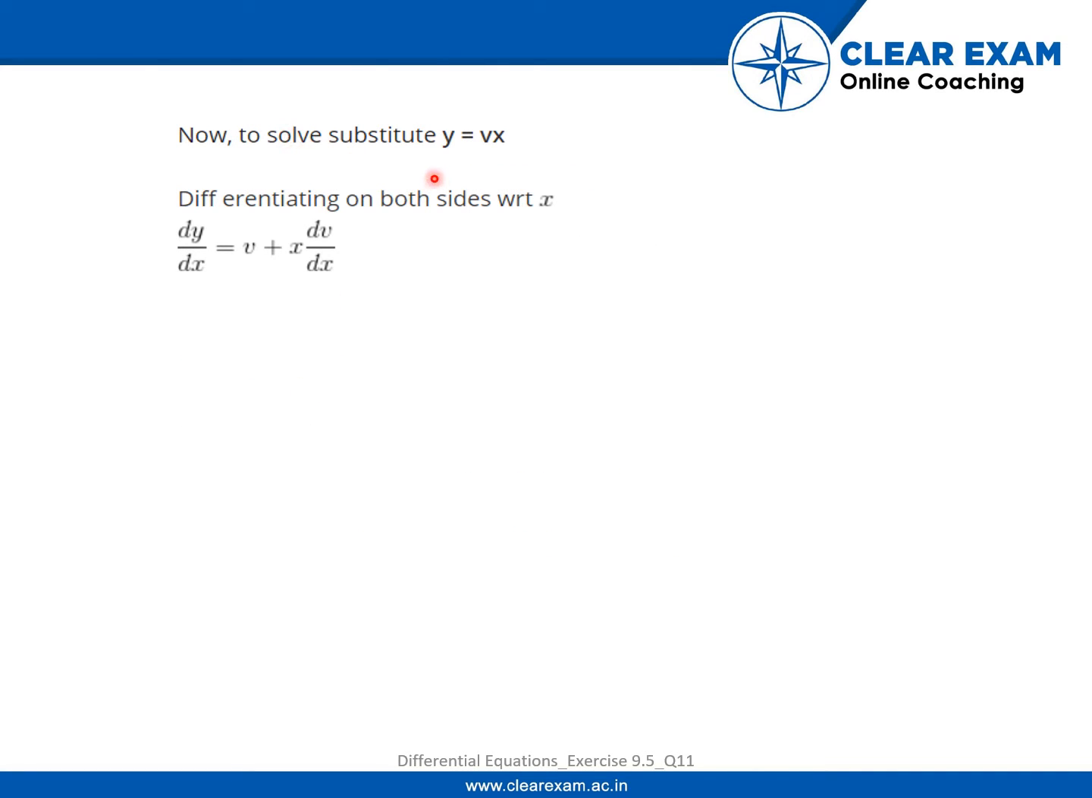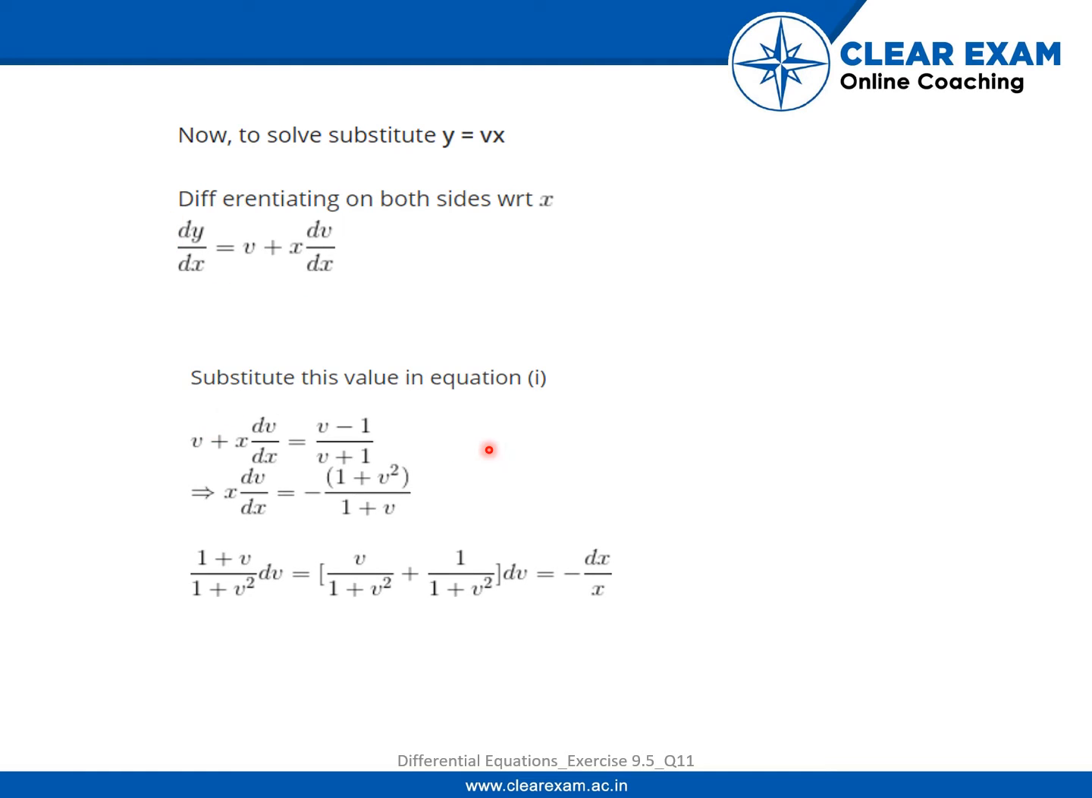Now to solve, simply substitute y = vx. Differentiating both sides with respect to x, dy/dx = v + x dv/dx. Substituting this value in equation 1, we get v + x dv/dx = (v - 1)/(v + 1). So x dv/dx = -(1 + v²)/(1 + v).